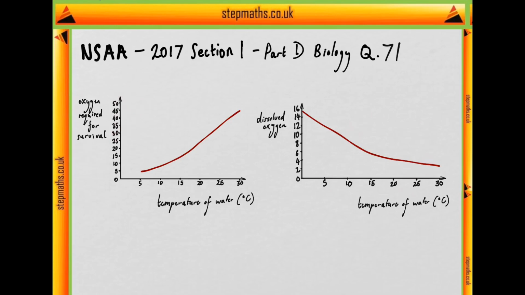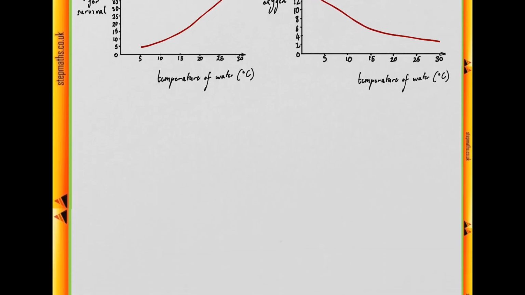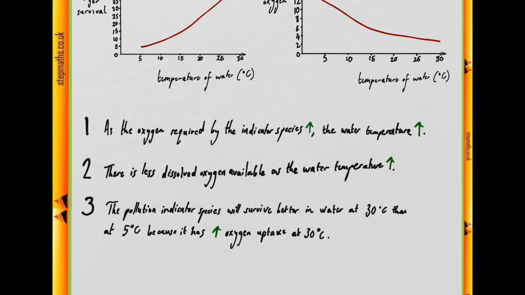Let's have a look at this graph. This graph suggests that as temperature increases, the dissolved oxygen in the water actually falls. So the effect of temperature is twofold. Not only does it increase the oxygen demand for the pollution indicator species, but it also lowers the total oxygen present in the water in the first place. Let's have a look at those three conclusions and see which is true and which is false.